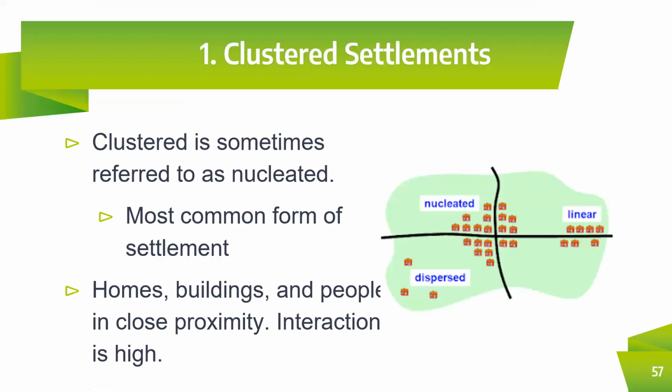So clustered settlements are sometimes referred to as nuclei. It's the most common form of settlement. It's where you have homes, buildings, and people in close proximity, where interaction is high. Social unity is the name of the game here. Around these settlements, you'll find farmland and pasture land, and residents share common resources and expand their land outward.